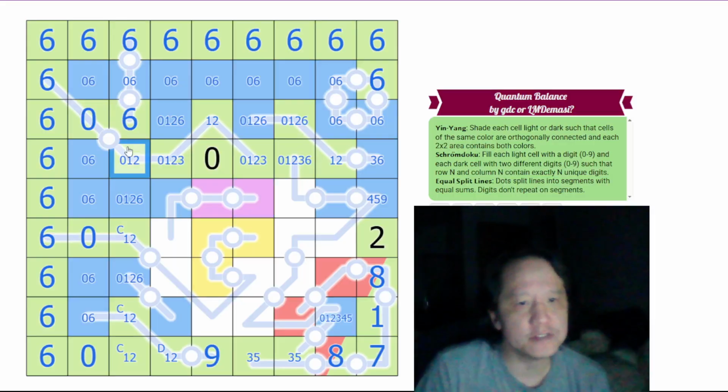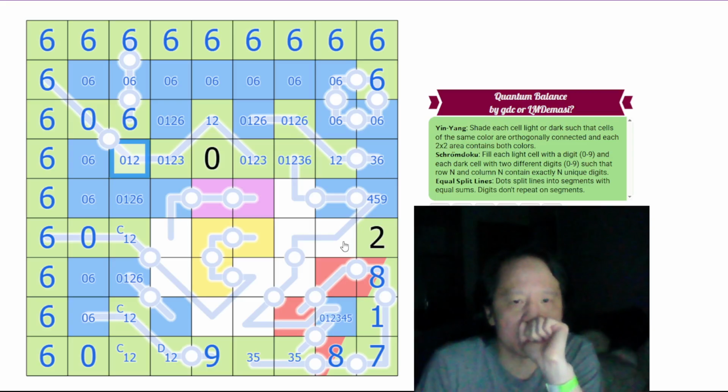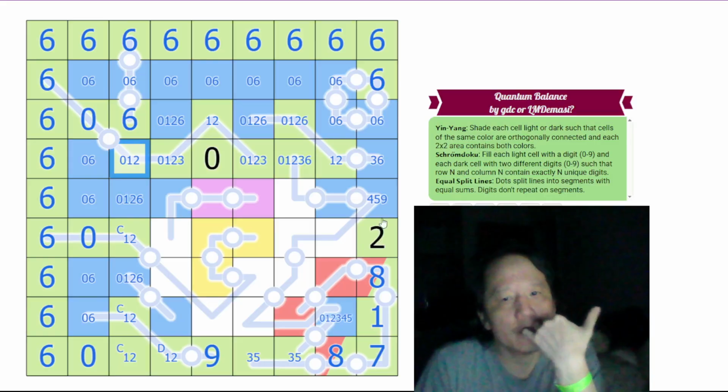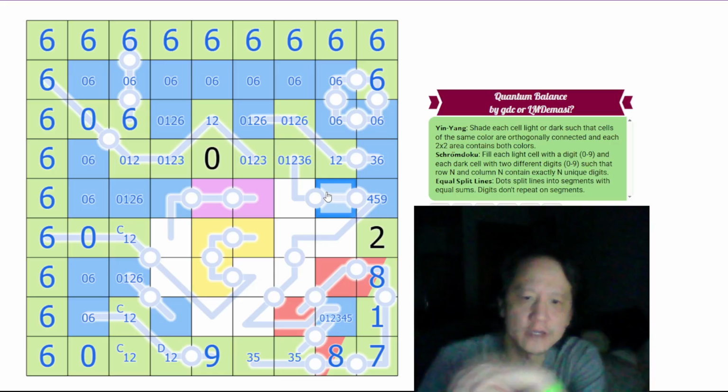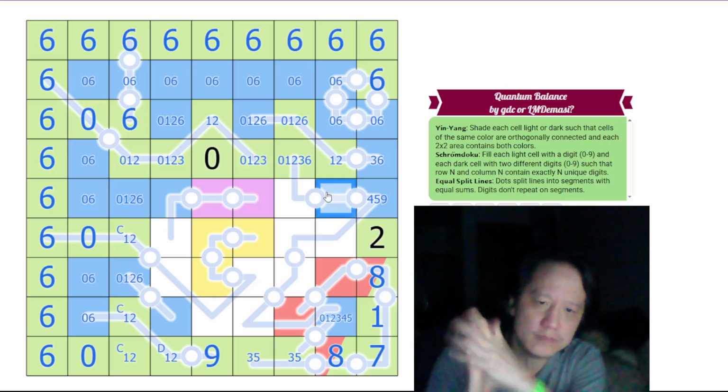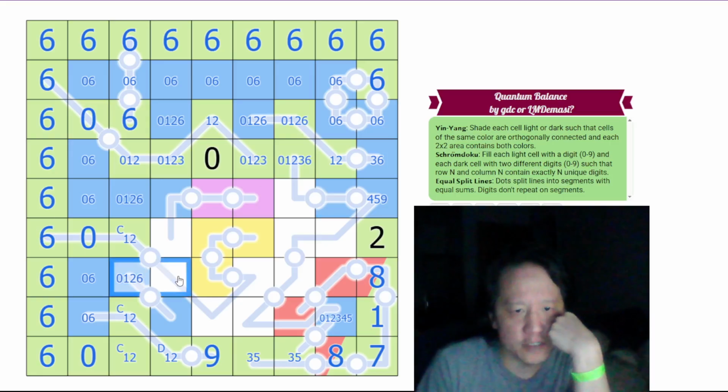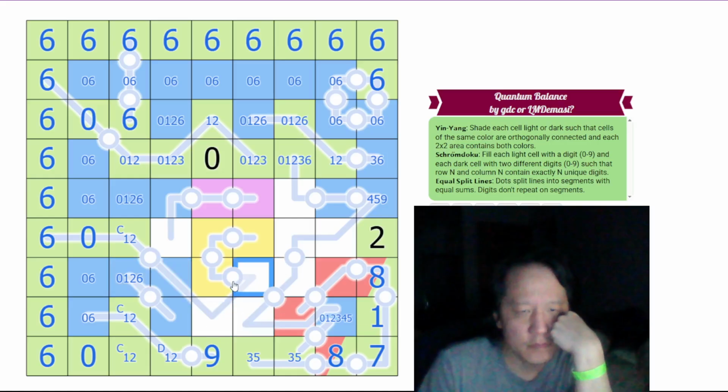So this is 0 or C, guaranteed. We don't know which, though. This is guaranteed 3. This is at least 13. Okay. Blue has to go out this way. That's interesting.